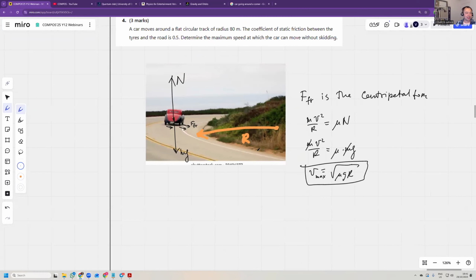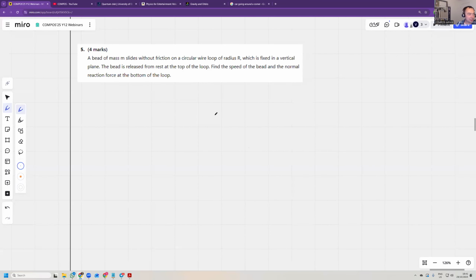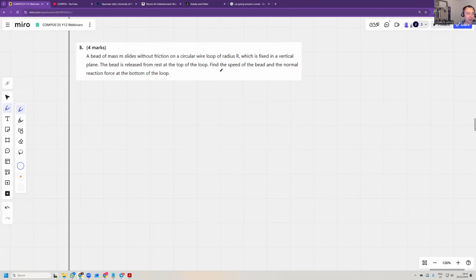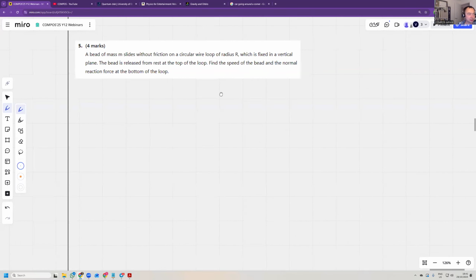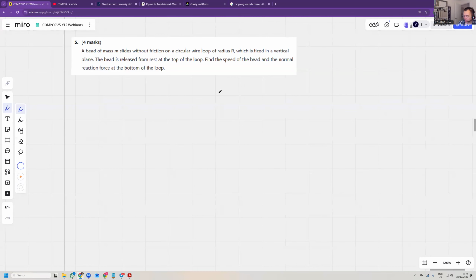Right. Okay, moving on. A bead of mass m slides without friction on a circular wire loop in a vertical plane. Okay, so we have a loop, and we have a mass, this bead, that goes around a vertical circle.